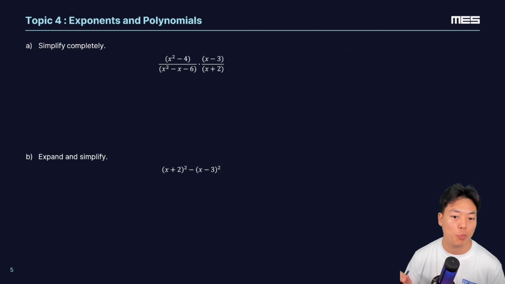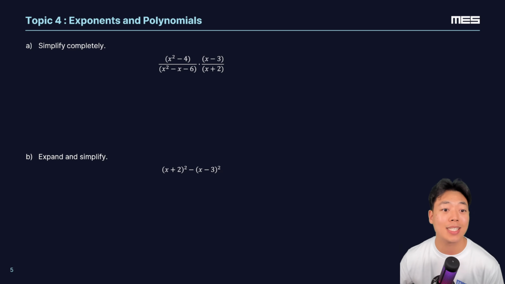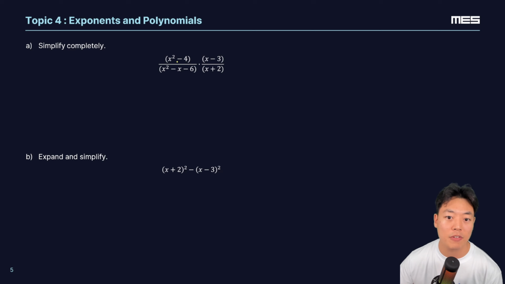Again, super, super important. This is something you have to know, and it shows up in every math course you'll ever see here on out. So let's take a look. Letter A says simplify completely. Right here, we're focusing on factoring. X squared minus 4 is commonly known as a difference of squares. 4 is a square, 2 squared, and I can rewrite that as a binomial times its conjugate.